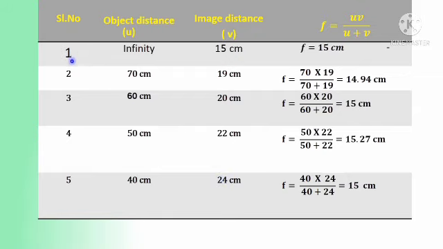Our lab activity in tabular form. At infinity, object distance, image distance is 15 centimeters, focal length 15 centimeters. Object distance 70 centimeters, image distance is 19 centimeters. That time we get the focal length 14.94 centimeters. Third case, object distance is 60 centimeters, image distance is 20 centimeters. Focal length uv by u plus v. That time we will find out the focal length 15 centimeters.